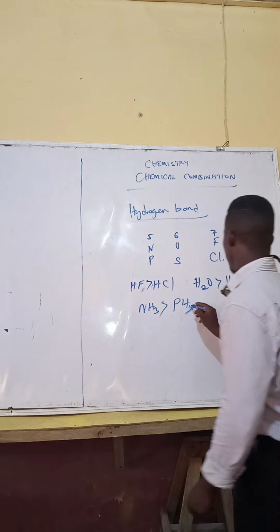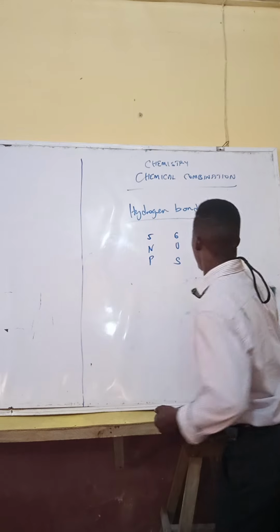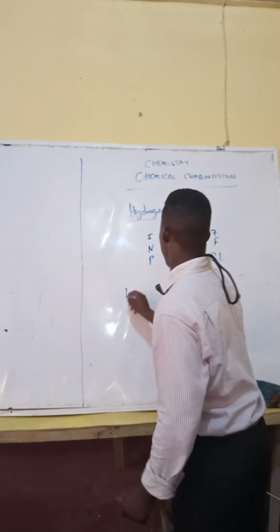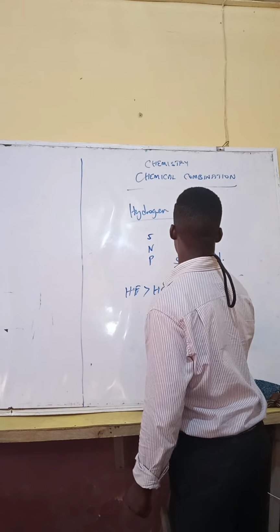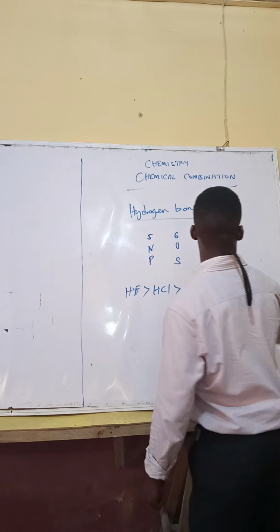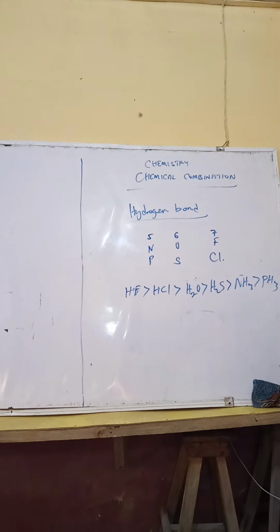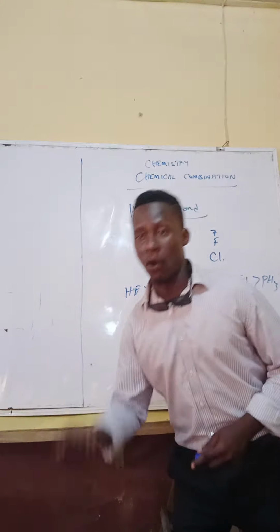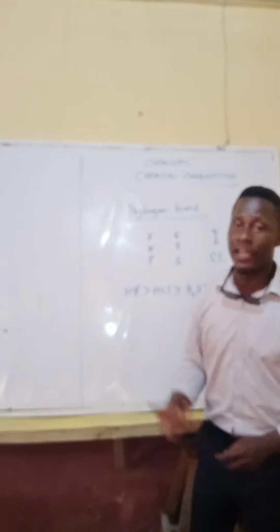PH3. Now, having said that, to put them together, the strength of hydrogen bond is HF greater than HCl, HCl greater than H2O, H2O greater than H2S, H2S greater than NH3, NH3 greater than PH3. This is decreasing strength of hydrogen bond. So among the six compounds here, it is phosphine PH3 that has the least hydrogen bond, while HF has the greatest in terms of strength of the hydrogen bond.